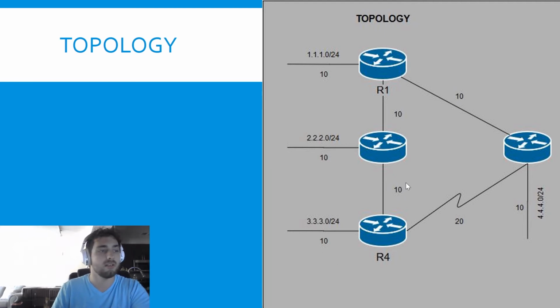These numbers here next to the links are the cost, or the metric. All of the links have a cost of 10 except for the serial, which has a cost of 20. More about cost and how it's calculated will be explained later in the course, but for now just know that every link you cross, you add the cost to get to a destination. So to get from here to here would be 30, 20, 30. If you went this way, it would be 10, 20, 30, 40.